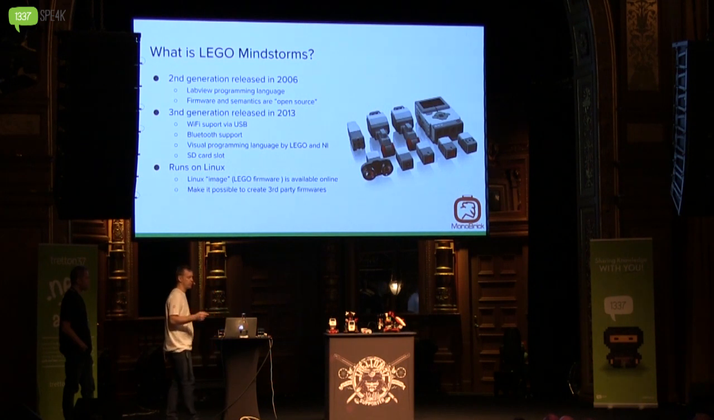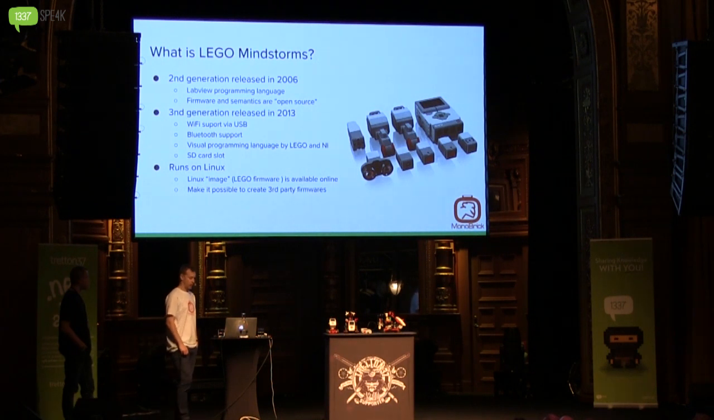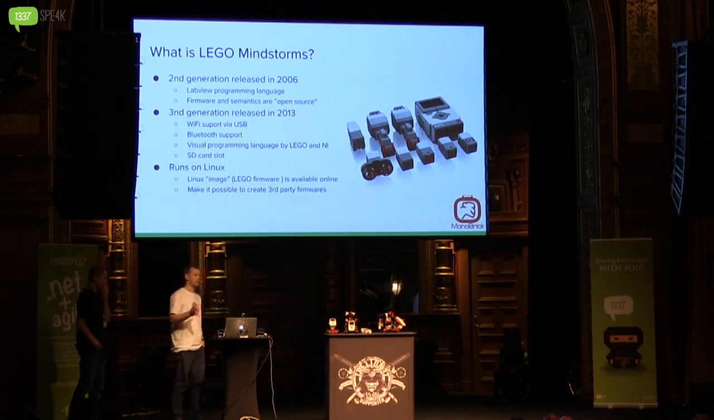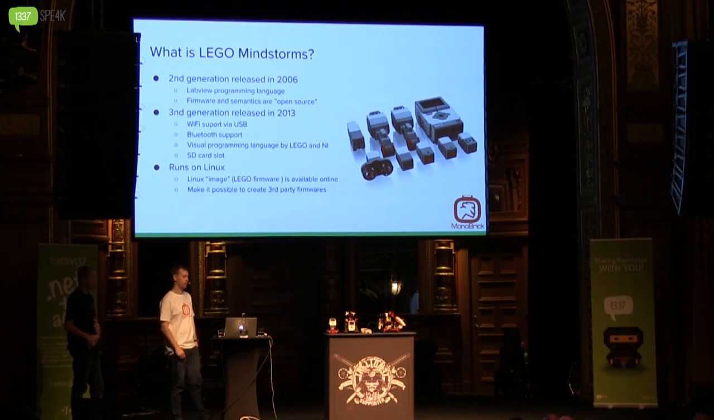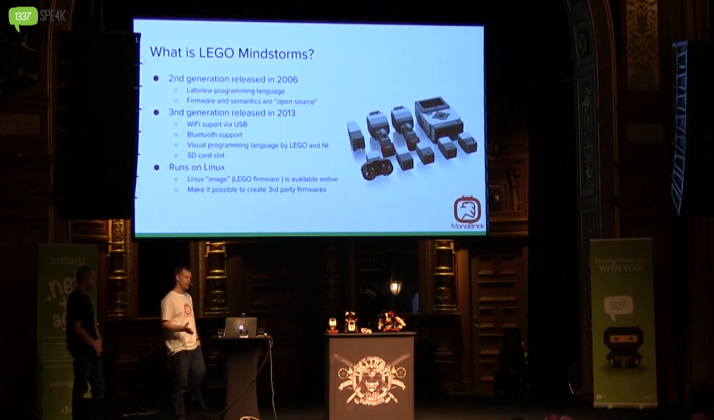So for the third generation, which was released a couple of years ago, this one is called EV3. It is more or less the same as the second generation, apart from some minor differences. But they are actually very important, because what you can do now is have Wi-Fi support using the USB, and there's also an SD card slot. And most importantly, it runs on Linux. So that means that you can take the firmware that LEGO developed, modify this Linux image, and make a firmware replacement.